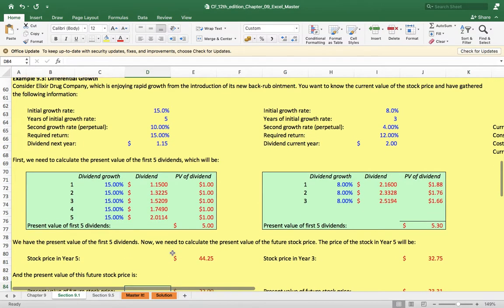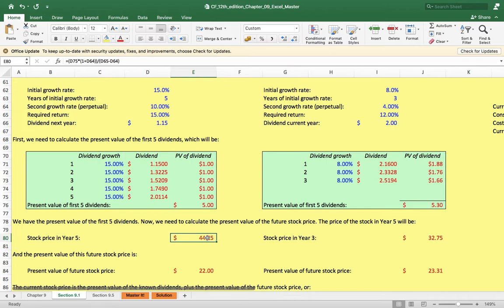So let us do it. The stock price in year 5 is equal to D6 over R minus G. D6 means D5 times 1 plus G divided by R minus G. D6 means D5 multiplied by 1 plus G. 1 plus G is the normal growth, second stage growth is 10%, divided by R minus G. R is 15% minus G is 10%. Bracket close.